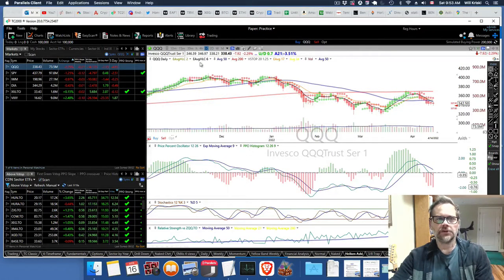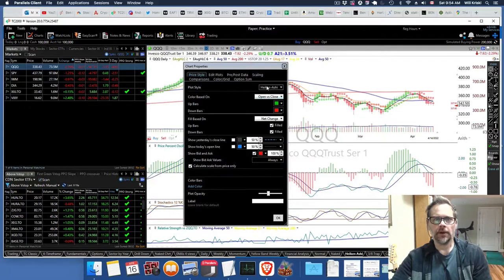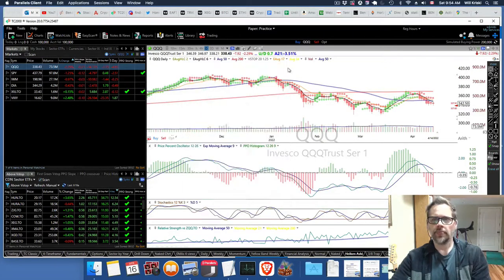I'm looking at daily charts here of the markets, and also I wanted to point out that I'm using Heikin-Ashi candles. These smooth out the uptrends. They allow you to see the uptrends and downtrends a bit better. If you go where it says QQQ daily, or whatever ticker you have, and say edit, there's a plot style. You can change it. I usually used candlesticks in the past, but Heikin-Ashi just makes it easier to see trends.